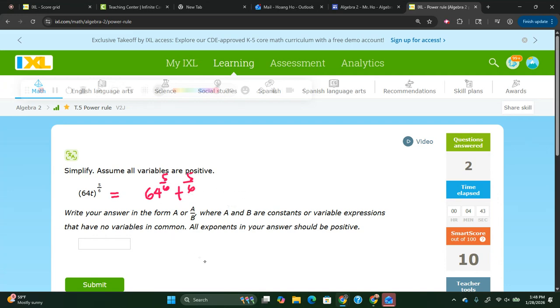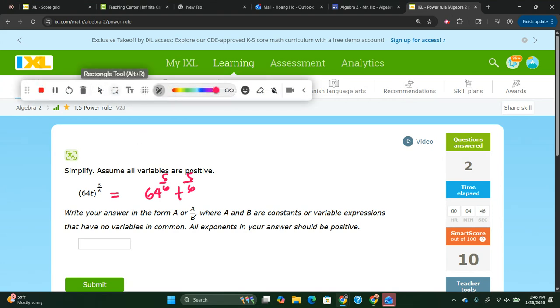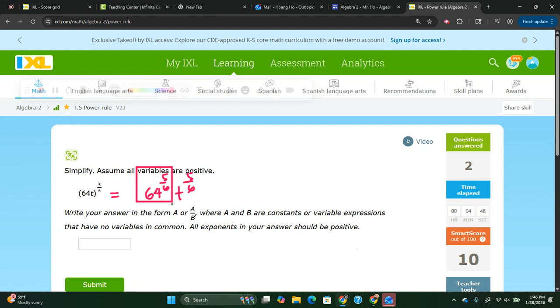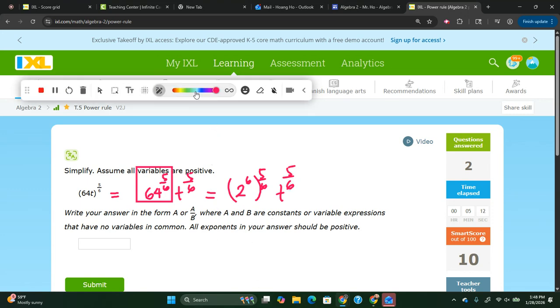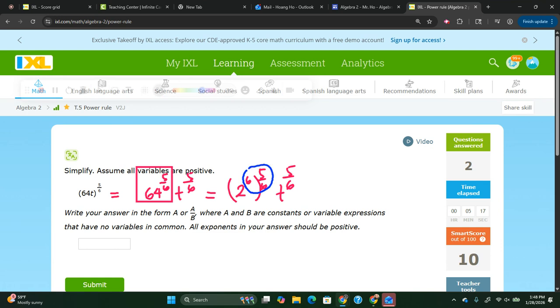So the number part, if you use calculator, you can calculate it. So let's do this over here. 64 is actually 2 power to the 6. Now you power 5/6, and then t power 5/6. Now you multiply these two power together. 6 multiplied with 5/6 is number 5. So we got 2 power 5 and then t power 5/6.